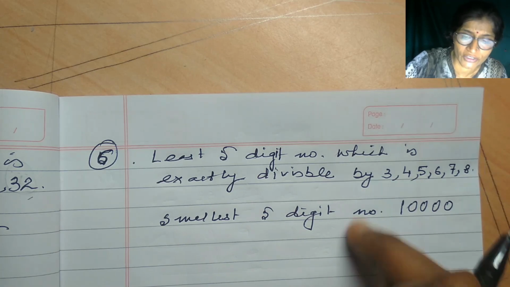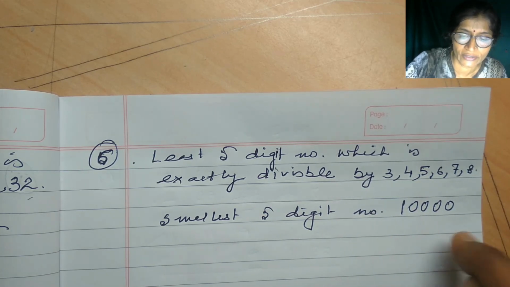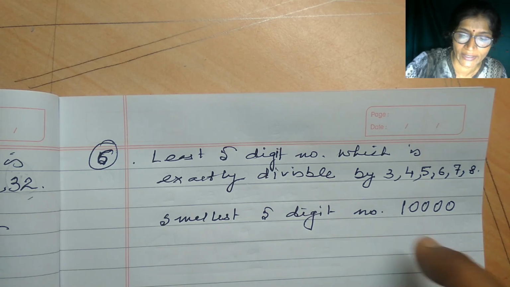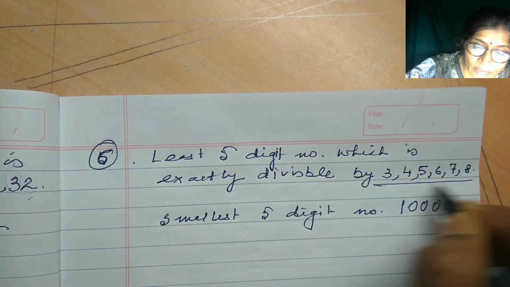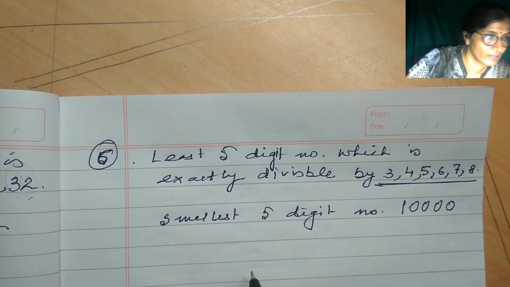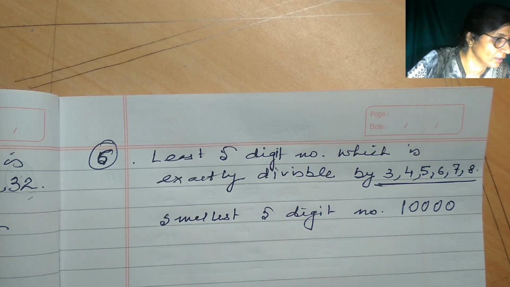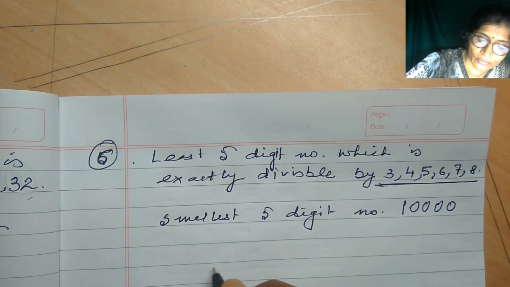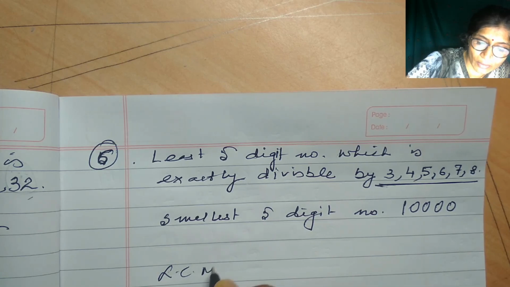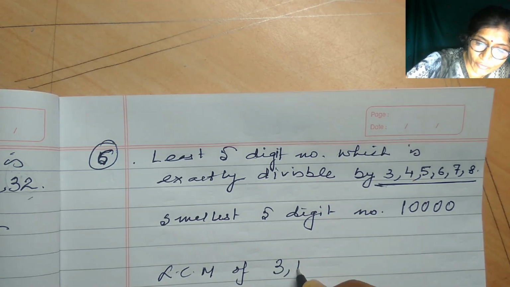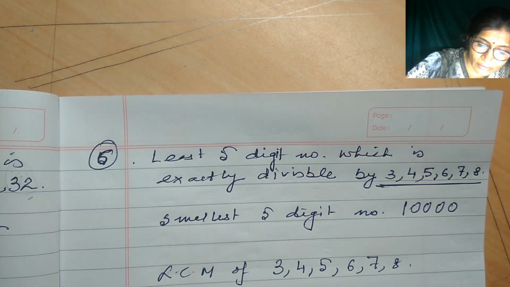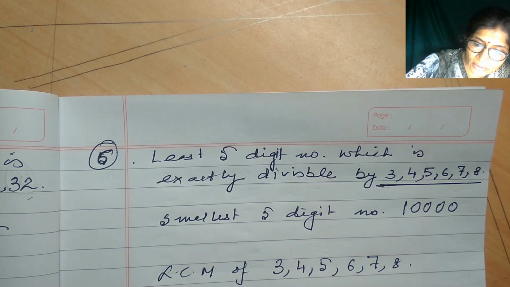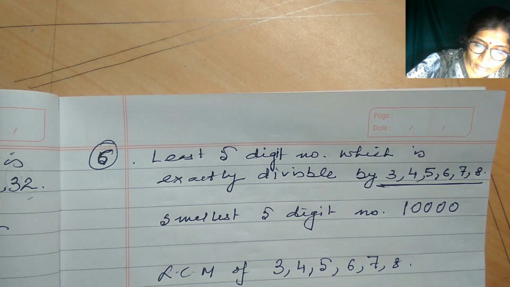So it means something must be added to this so that it becomes a 5-digit number and is divisible by this one. So a number which is divisible by this will be the LCM of this. So what I will do, we have to find out the LCM of 3, 4, 5, 6, 7 and 8. See, 3, 4, 5, 6, 7, 8.